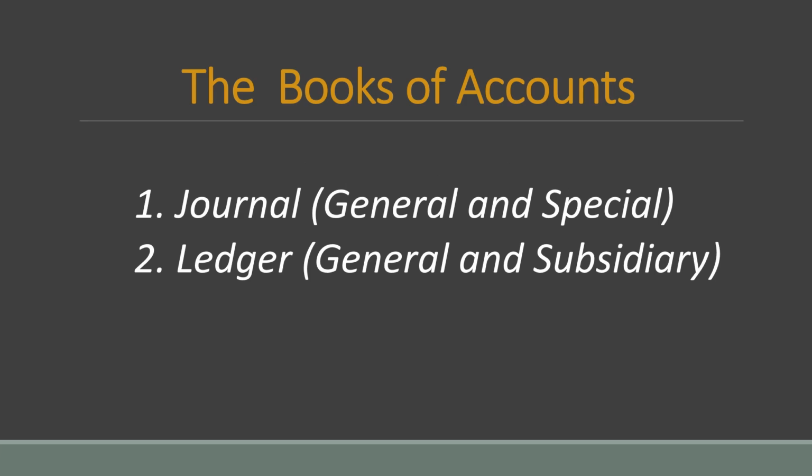The two books of accounts that we usually use in accounting are called journals and ledgers. So, in journals, meron tayong dalawang types, and that is called general journals and special journals. In ledger, meron din tayong dalawang types ng ledgers, and yan ay general ledgers and subsidiary ledgers. So in this topic, we are going to distinguish general journals versus special journals and general ledgers and subsidiary ledgers.